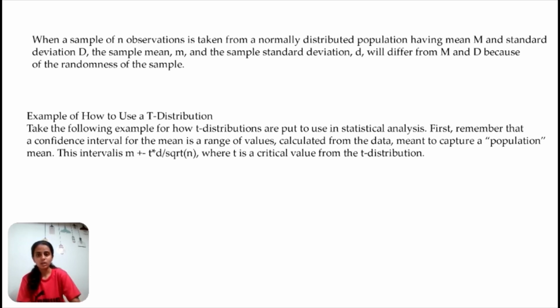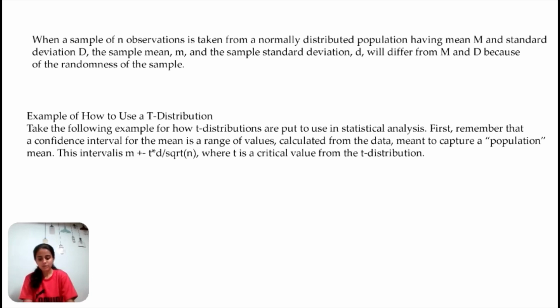Example of how to use the t distribution. Take the following example for how t distributions are put to use in a statistical analysis. First, remember that a confidence interval for the mean is a range of values calculated from the data meant to capture the population mean. This interval is m plus t times d divided by square root of n, where t is the critical value from the t distribution.